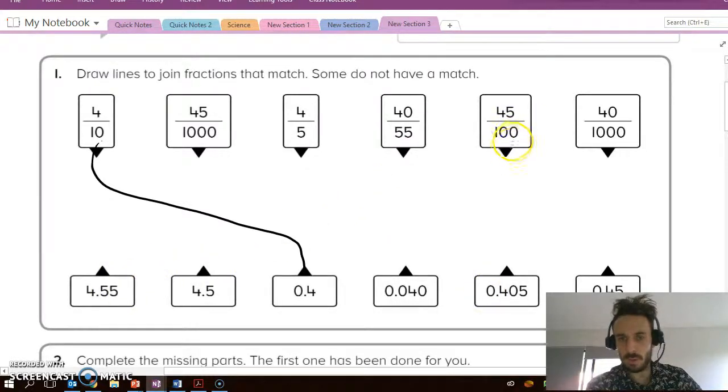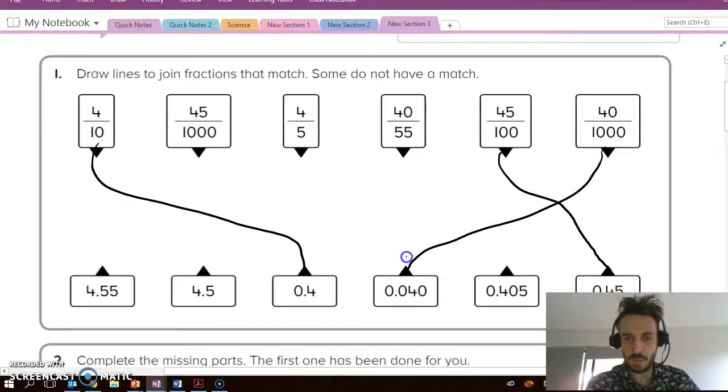This one says 45 over 100, so that would be 45 hundredths. That's down here. 0.45 is 45 hundredths. And this one is 40 over 1,000, so that's 40 thousandths. So I've got tenths, hundredths, thousandths. That says 40 thousandths. That is a good mix.